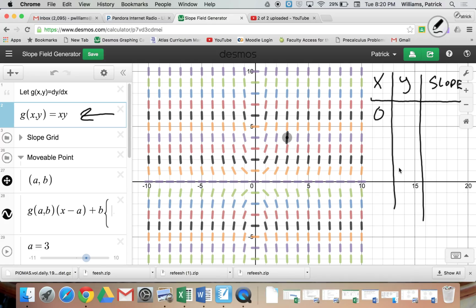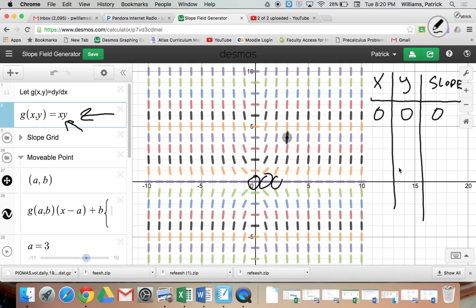So when x is 0 and y is 0, the slope will be x times y, or 0 times 0, which is 0. So let's look right here. The slope is 0 when x and y are equal to 0. A flat line is an indication of a 0 slope, okay? Now, what if we keep y 0 and we move x? Well, as we can see from our differential equation right here, if y stays 0, g is also going to be 0. So whenever y is 0, we get a 0 slope.